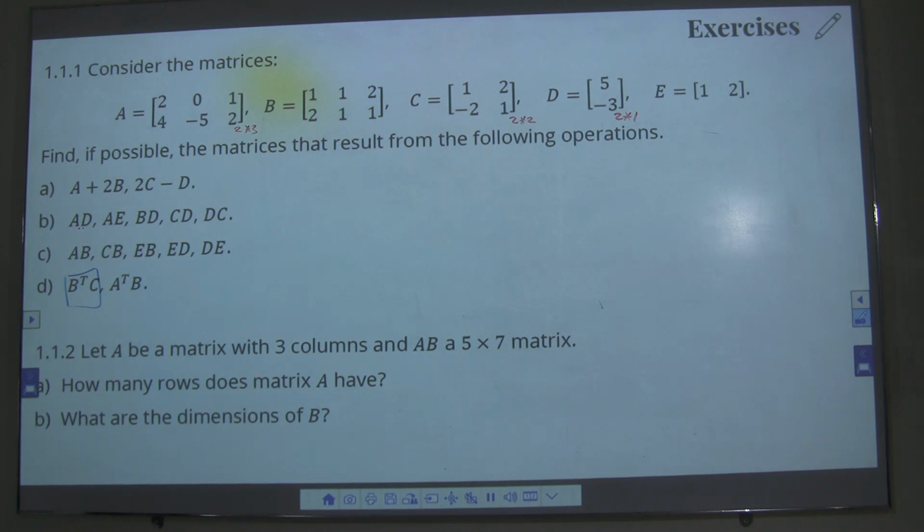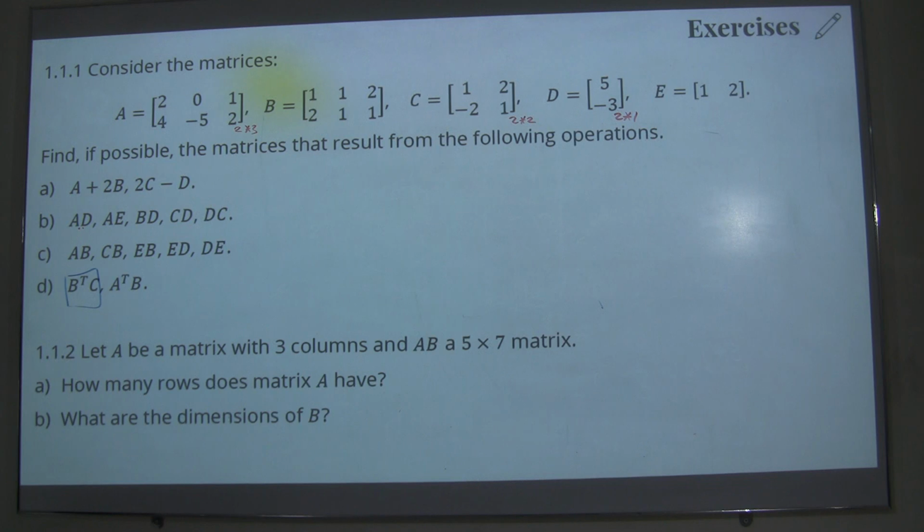Let A be a matrix with 3 columns. You know the number of columns, okay? And AB is a 5 by 8 matrix. How many rows does matrix A have? And what are the dimensions of matrix B?